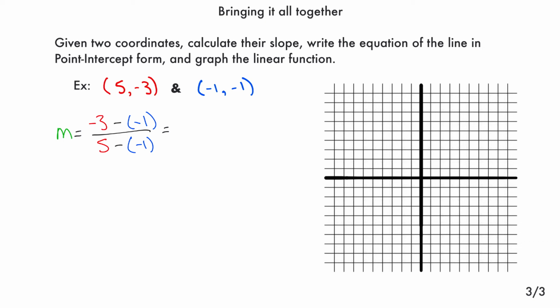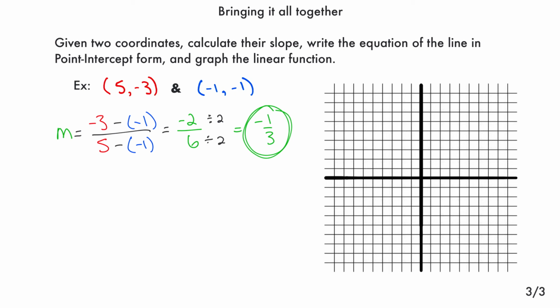Negative 3 minus negative 1 is the same thing as negative 3 plus 1, because we're subtracting a negative, and that's just adding. Negative 3 plus 1 is negative 2. 5 minus negative 1 is the same thing as 5 plus 1, which is 6. Negative 2 over 6 is reducible because the numerator and denominator are both divisible by 2, which means the simplified slope is negative 1/3.